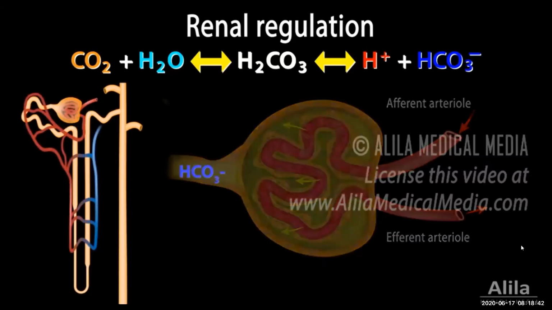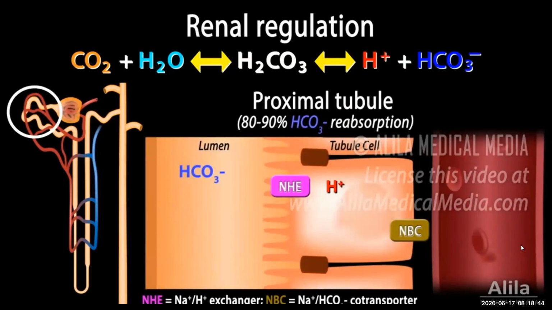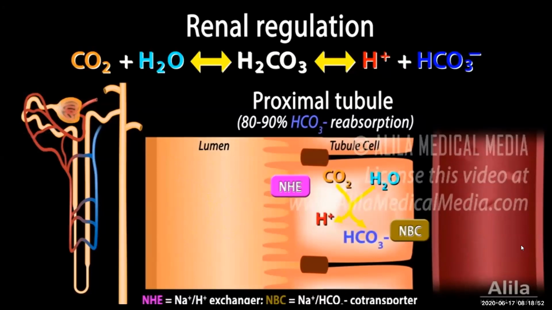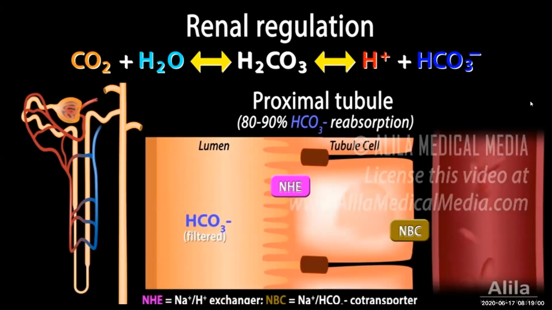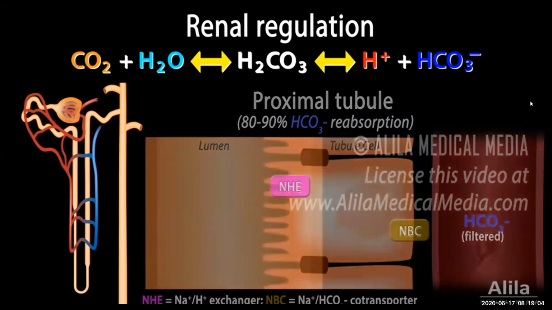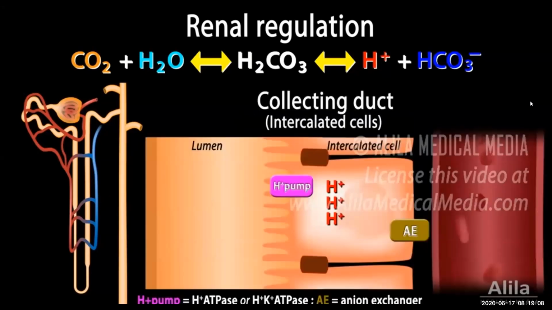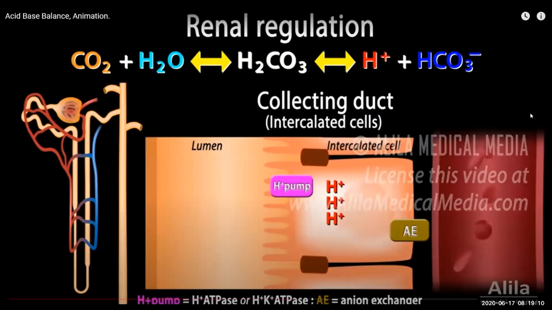Most of this reabsorption happens in the proximal tubule. The amount of reabsorbed bicarbonate in the proximal tubule is regulated via a number of mechanisms in response to changes in blood pH. It increases during acid loads and decreases during alkali loads. While the proximal tubule basically returns filtered bicarbonate back to the blood, the downstream collecting duct generates new bicarbonate by actively secreting acids.